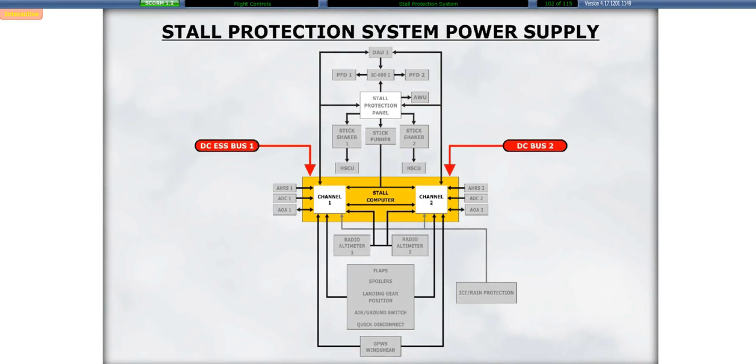SPS System 1 is powered by DC Essential Bus 1. SPS System 2 is powered by DC Bus 2. In the event of an electrical emergency, the stick pusher and stick shaker number 2 will be inoperative. However, stick shaker 1 will still operate.